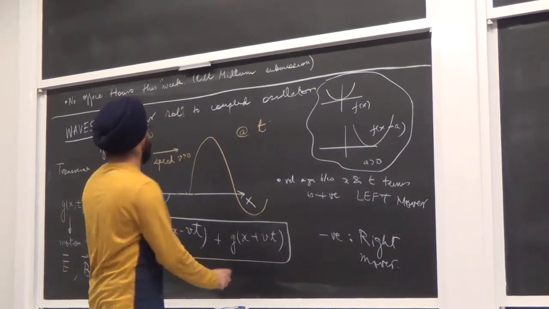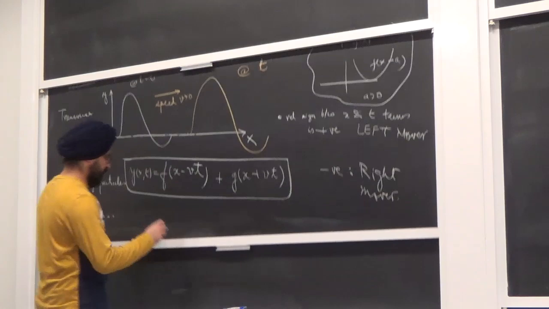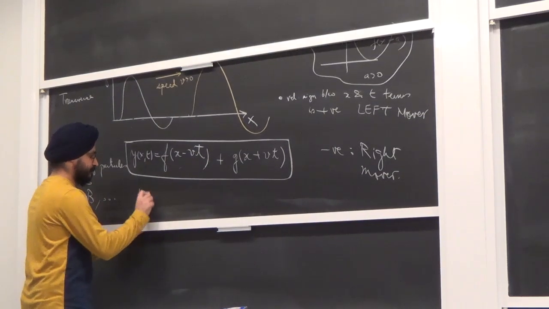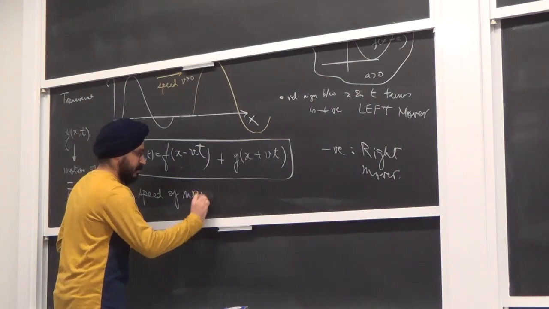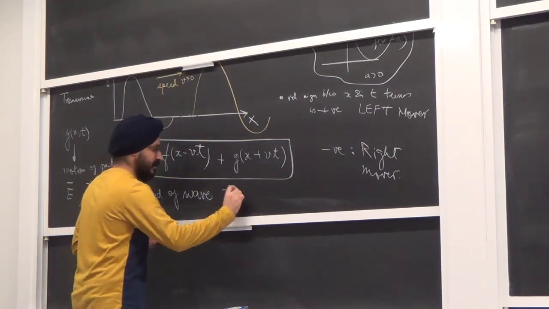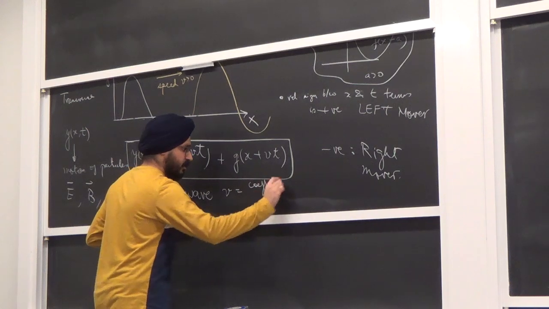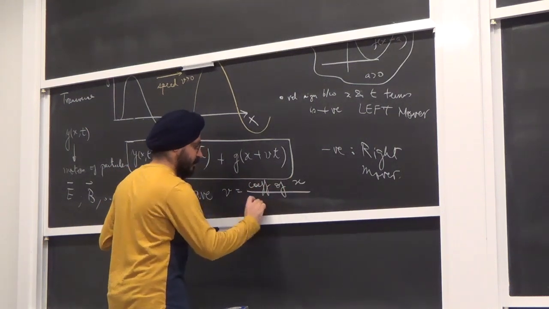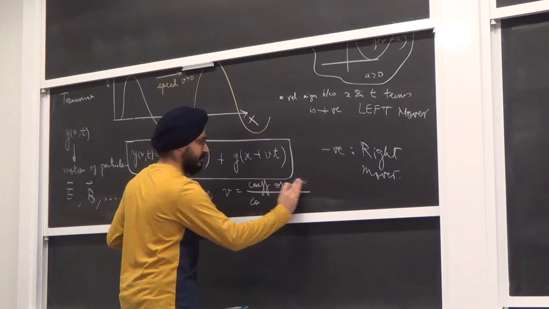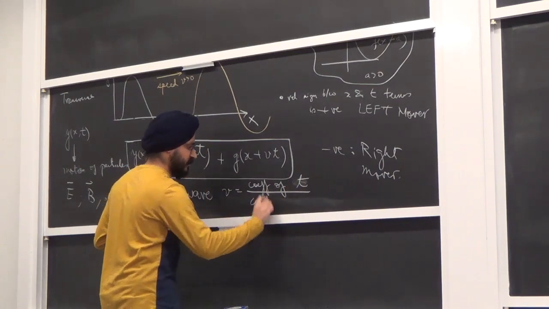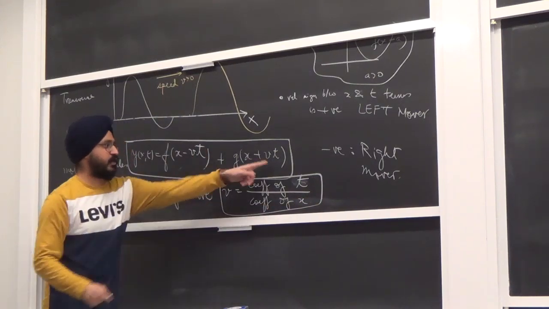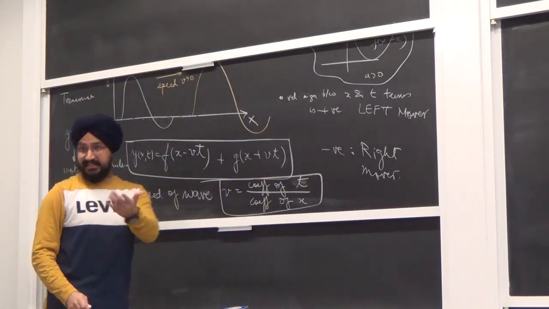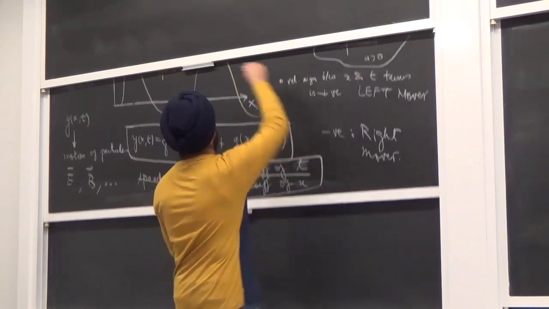So let me put this down somewhere important. The speed of the wave, I'm making it schematic right now to make a general picture come out of this. Speed of wave v is the coefficient of the t term divided by the coefficient of the x term. Of course, here it's just v over 1, so it makes sense. But we'll see this generalizes very soon.